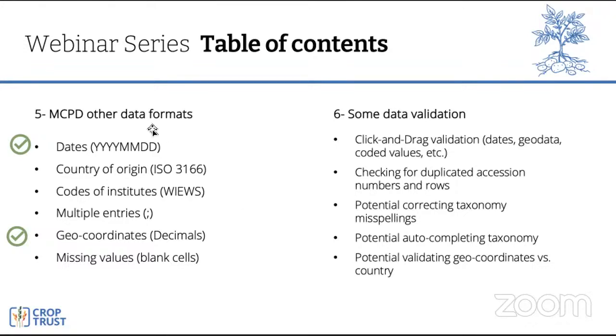And today we will continue by reformatting other data types, such as countries of origin, institute codes, multiple entries in MCPD, and what do we do with missing values. And then we will touch on some data validation tips and tools, such as validating for a very common error in Excel that is click and drag, that can happen in different data types and passport data, such as also checking for duplicated numbers or duplicated rows. And then we will have a look at the validator tool that looks mainly at taxonomy and geographic coordinates, and seeing how we can potentially use this tool to correct or autocomplete even this type of data.